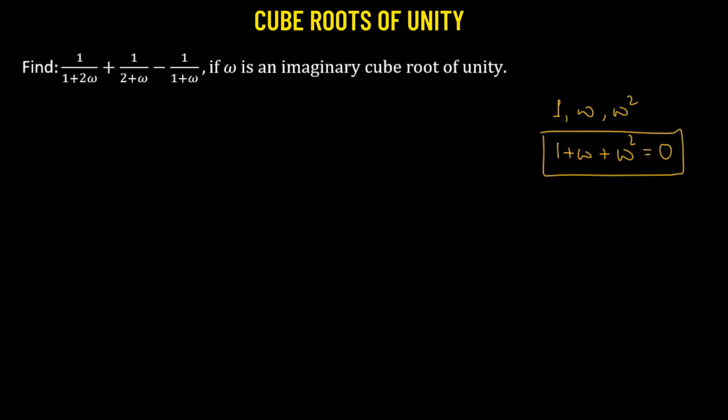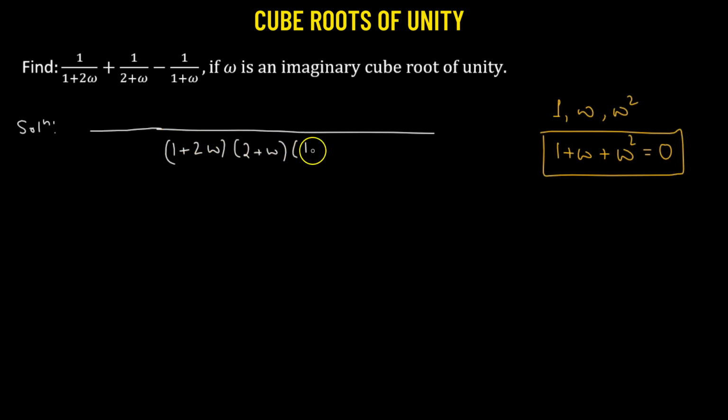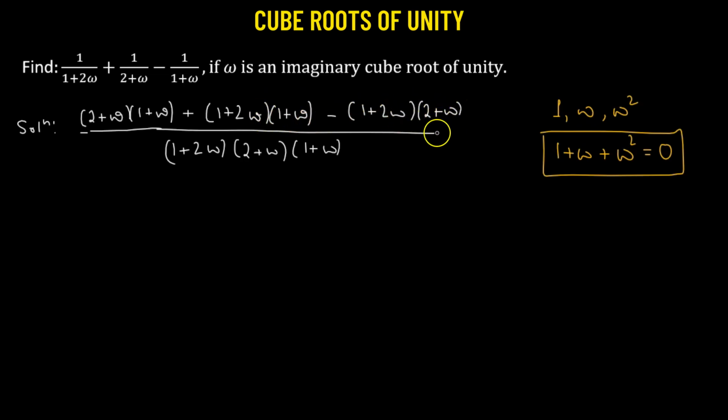Now coming to our expression, we will add the three terms. Start with the denominator: 1 plus 2 omega multiplied by 2 plus omega times 1 plus omega. In the numerator, we will have 2 plus omega multiplied by 1 plus omega, plus for the second term, 1 plus 2 omega multiplied by 1 plus omega. And for the third term, we have 1 plus 2 omega multiplied by 2 plus omega.